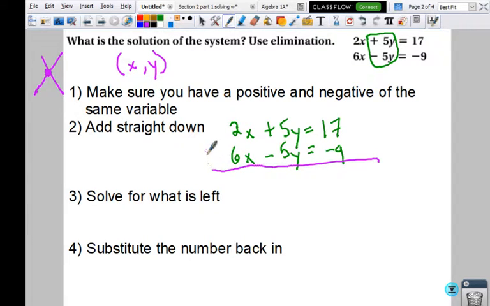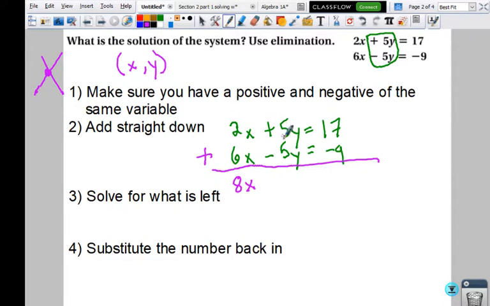So what I'm going to do is put a little line like this, put a big plus sign out in front, and add straight down. When I add straight down, I go 2x plus 6x. What's 2x plus 6x? 8x. 2 plus 6 is 8, and they're x's, right? 8x.